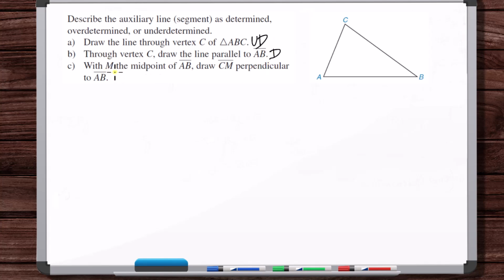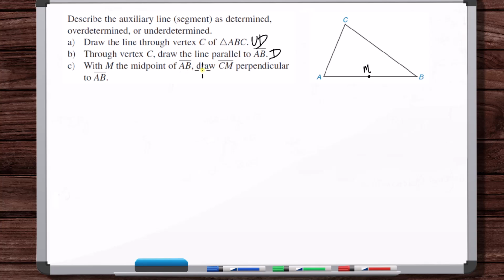Okay, draw the line with M, the midpoint of segment AB. Draw segment CM perpendicular to AB. So, okay, we've got M is the midpoint of AB, and we know that the midpoint of any line segment, let me draw that a little more to the right, we know that the midpoint of any line segment is unique, right? There's only one point. All right.